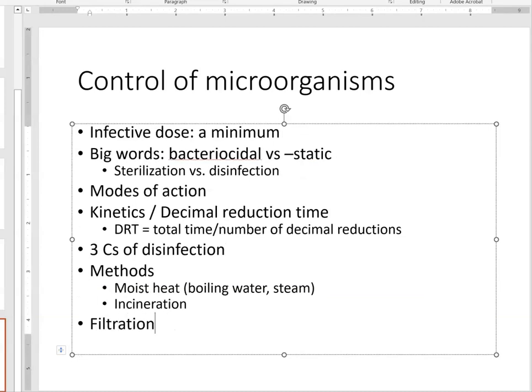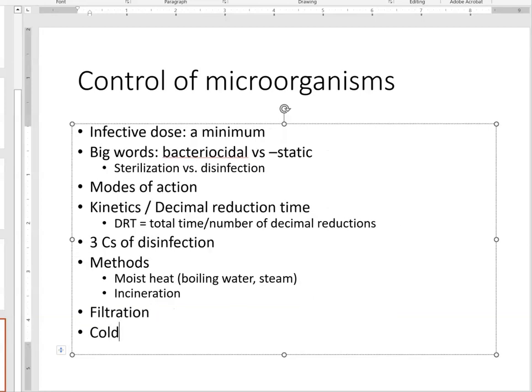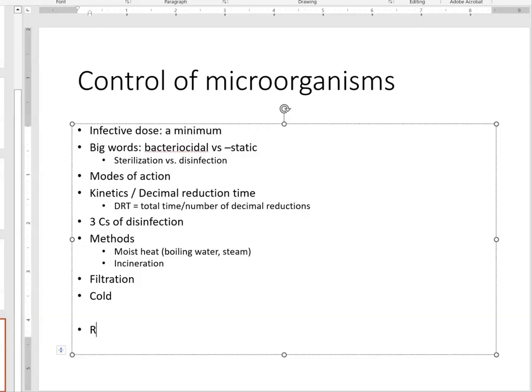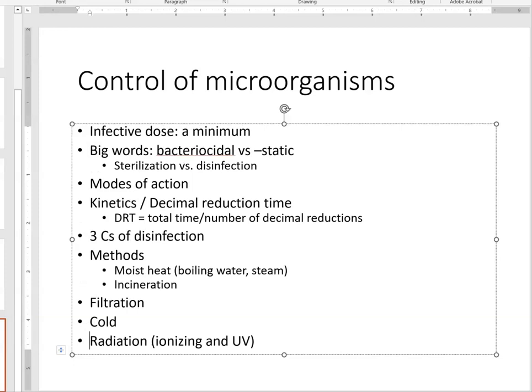Filtration is a way you can actually sterilize stuff routinely in a laboratory. You can make filters with small enough little holes that they block endospores or even virions from getting through. Cold, what does that do? Think about the effect cold has on a cell and why cold is able to protect food from having stuff grow in it. We also looked at radiation, ionizing and UV. And what else did we look at?